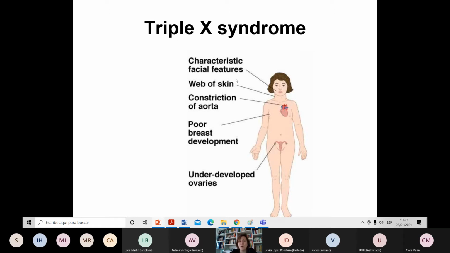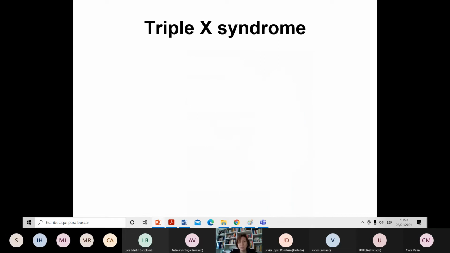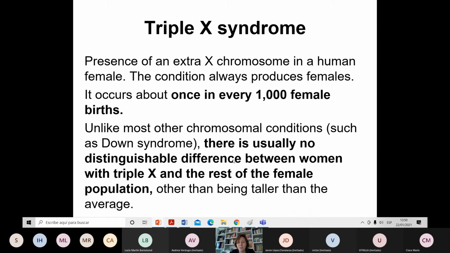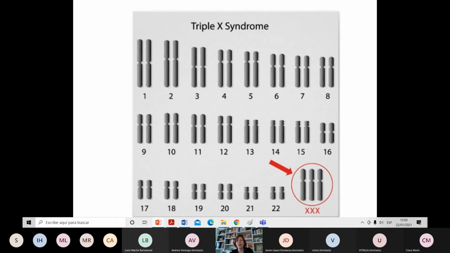Sometimes they could have some of these characteristics, but not all of them. Some of them could have special characteristics in the face, but not easy to recognize. The skin has a special pattern. Some of them have problems in the aorta or poor breast development. Not all of them in the same person. So, no distinguishable difference between women having this triple X and the rest of the population. Very common. And sometimes they can even be fertile.